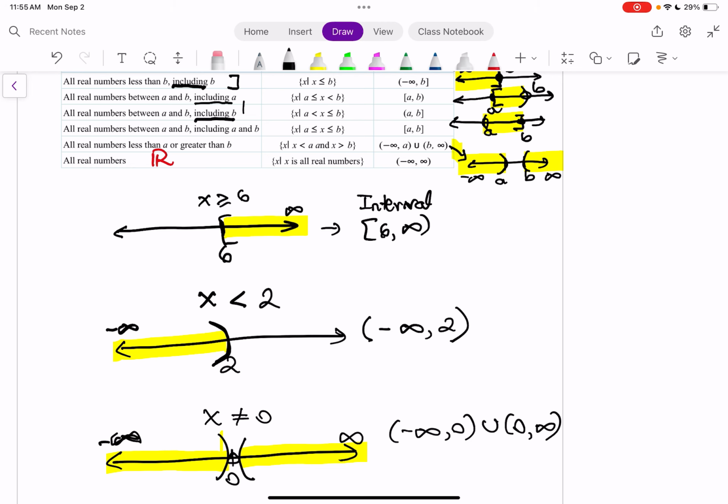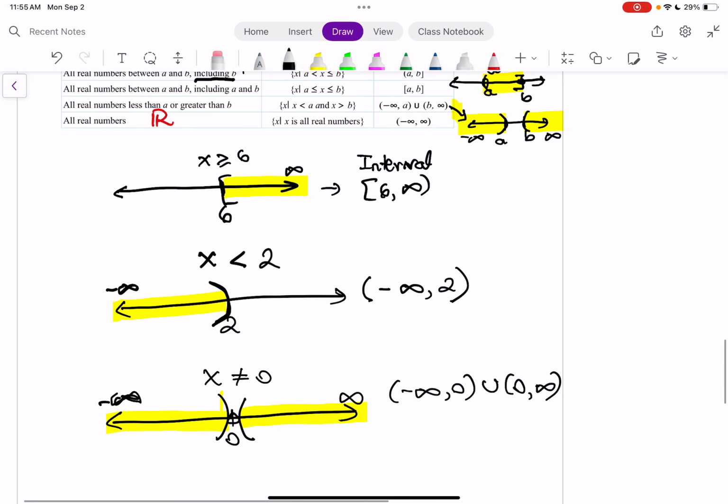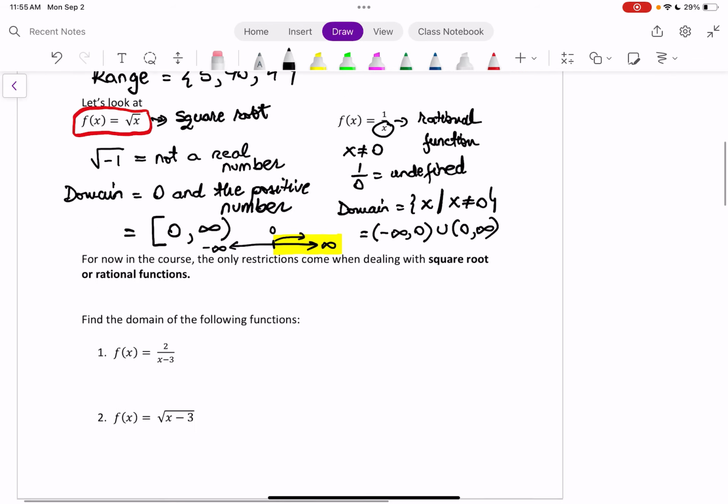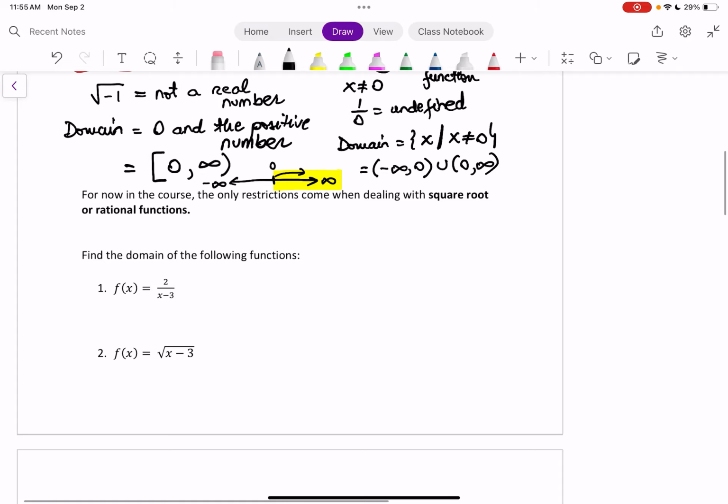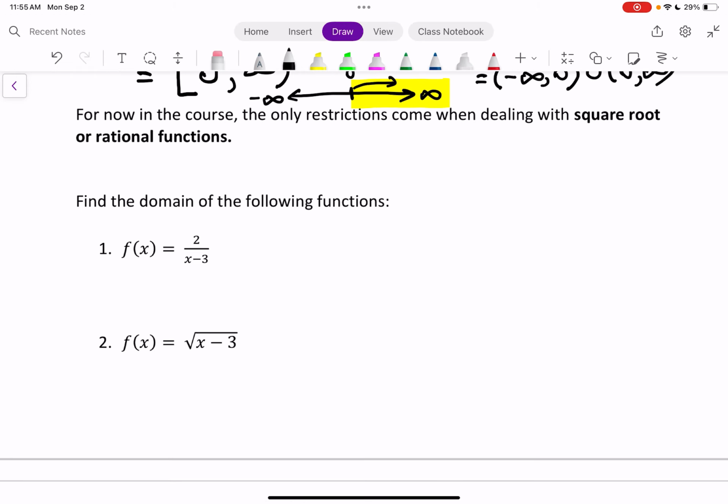Okay, so that's how we deal with interval notation. And now hopefully as you have a little bit of a better idea, let's go back here. Find the domain. So again, the only restrictions for now is whenever we're dealing with square root and rational functions.